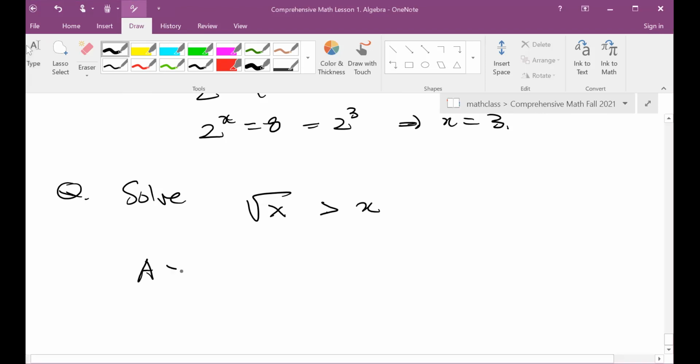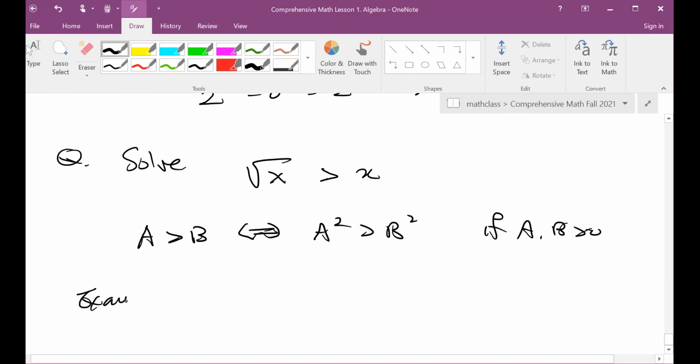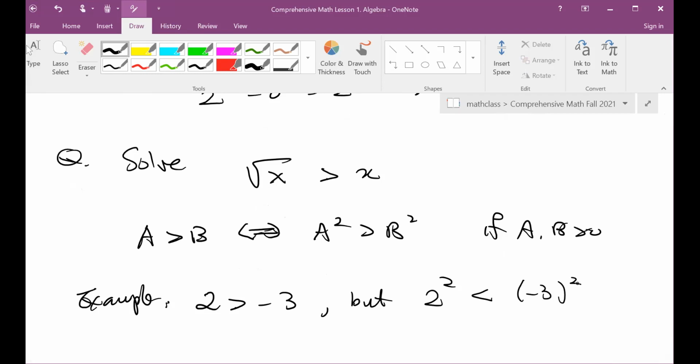So here's the point. A greater than B, do you think it's going to be equivalent to a squared greater than b squared? The answer is yes, if a, b are both positive. Okay, that's a restriction. Otherwise, it's not true. Example: 2 is greater than -3, but 2 squared is less than -3 squared. You see, if one of the numbers is negative, these two are not equivalent. Right, it's an obvious example.